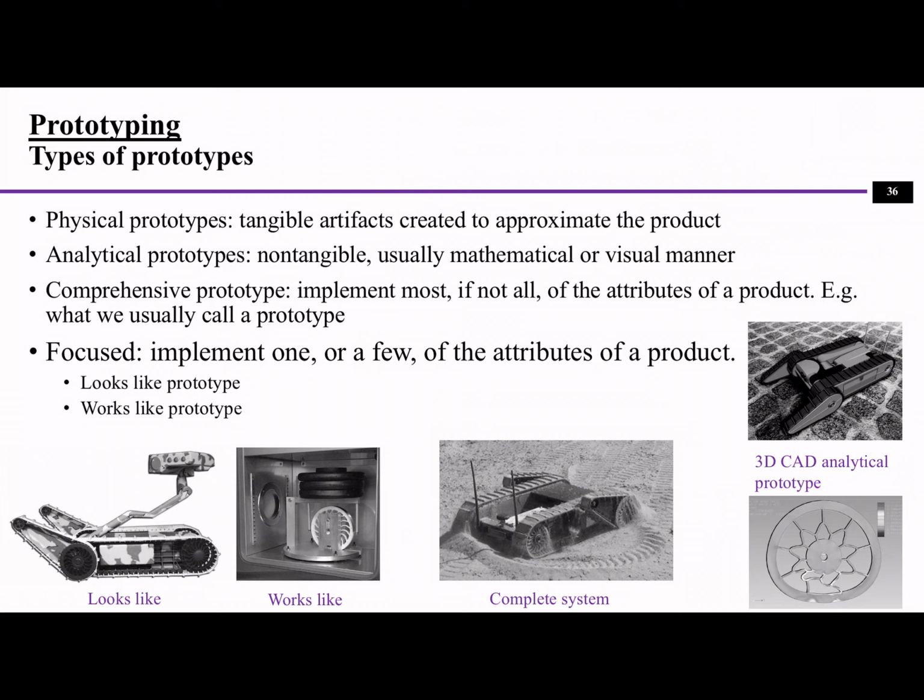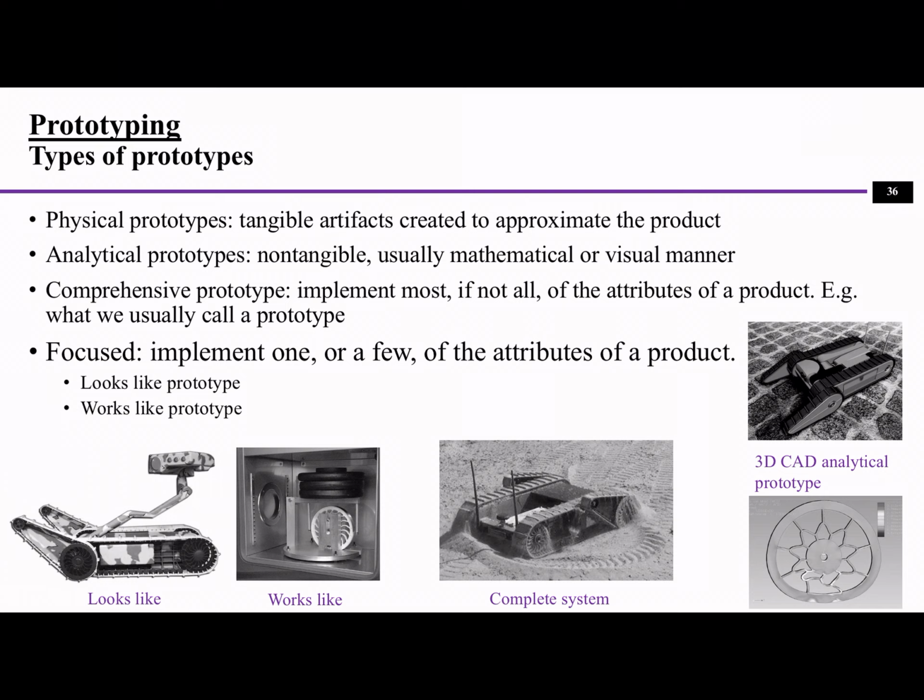Another way to categorize prototypes is comprehensive prototype and focused prototype. A comprehensive prototype means the product you made includes almost all, or at least most, of the attributes of the product. The focused means we're only prototyping one or very few attributes of the product. You can look at some examples here. This is one example, a looks-like prototype. It's called a focused prototype.